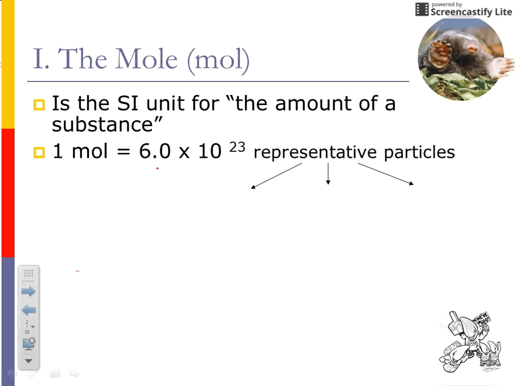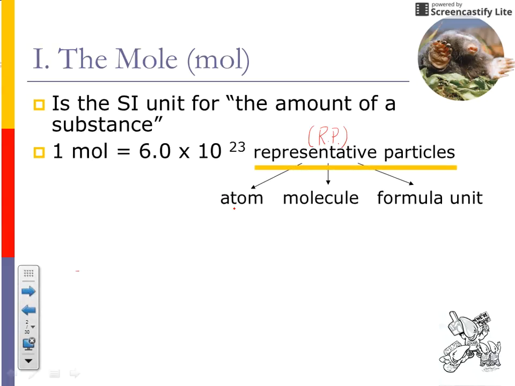So 1 mole of any substance is equal to 6 times 10 to the 23rd of our representative particles. Now, representative particles, we will abbreviate RP. So what exactly are the representative particles? Well, it depends on what type of substance you're dealing with. If you're talking about an element, you will call it an atom. So atoms go with elements. So like carbon, you would describe that as the representative particle for carbon would be called an atom.